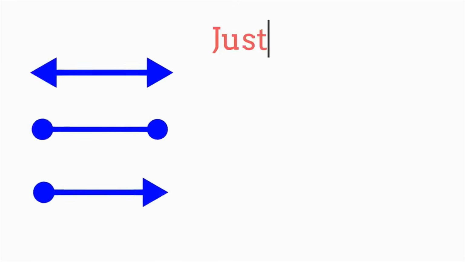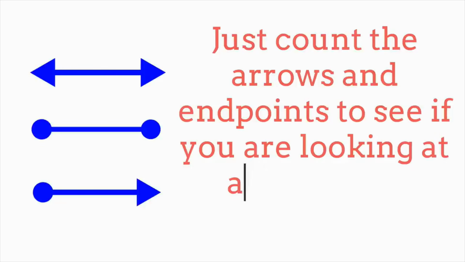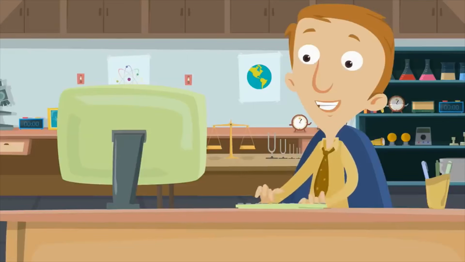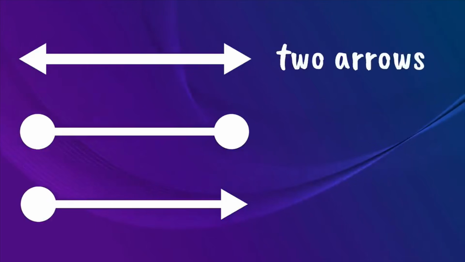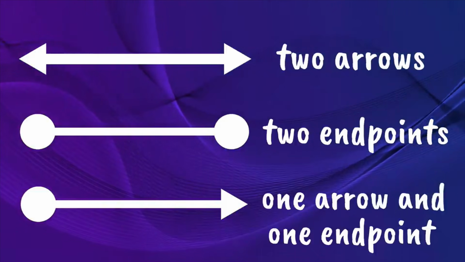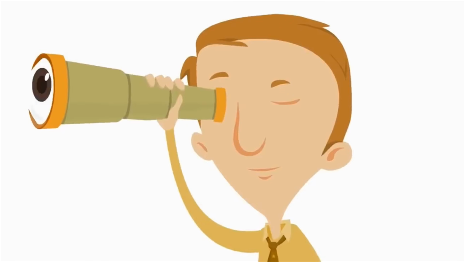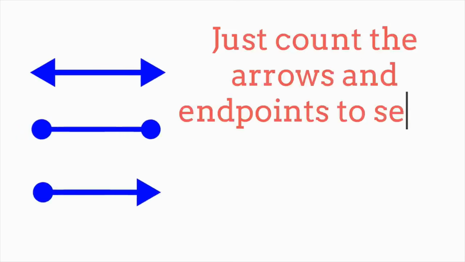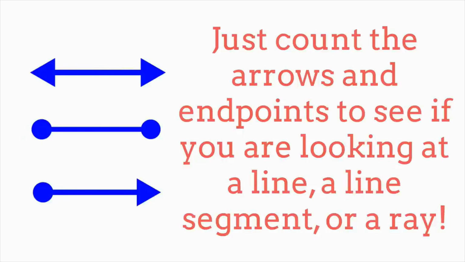Okay, here's the trick. Just count the arrows and endpoints to see if you are looking at a line segment or a ray. You might have picked up on that already. See, we already know that a line has two arrows, a line segment has two endpoints, and a ray has one arrow and one endpoint. So we count the arrows and endpoints to discover what we're looking at. That's pretty simple. That's the trick.